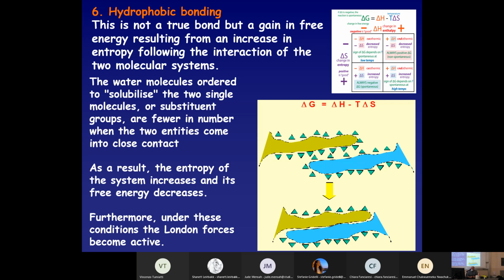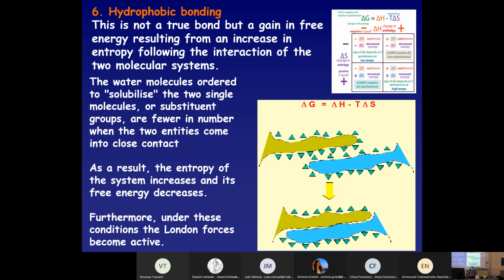So in this case, we can say that we have an increase in entropy. This means that we have a decrease in free energy. So this reaction is spontaneous. When you put oil in water and you mix and you wait, you can see the formation of the two layers again, because you know that oil and water are not mixable. And this process is regulated by this type of bond called hydrophobic bond.